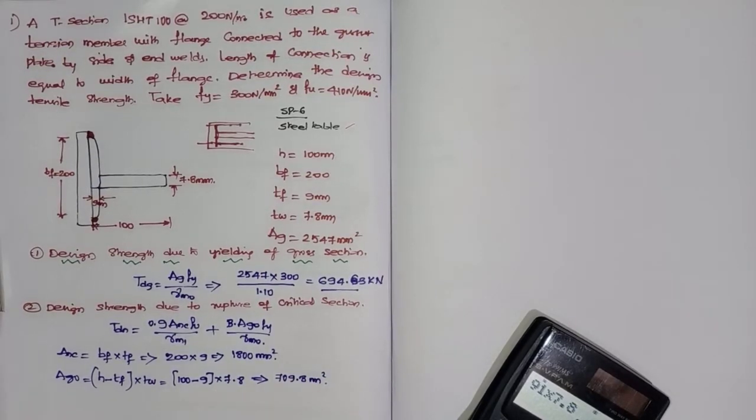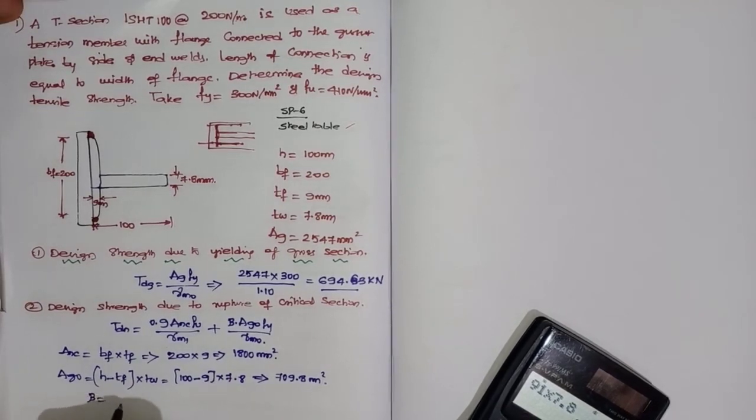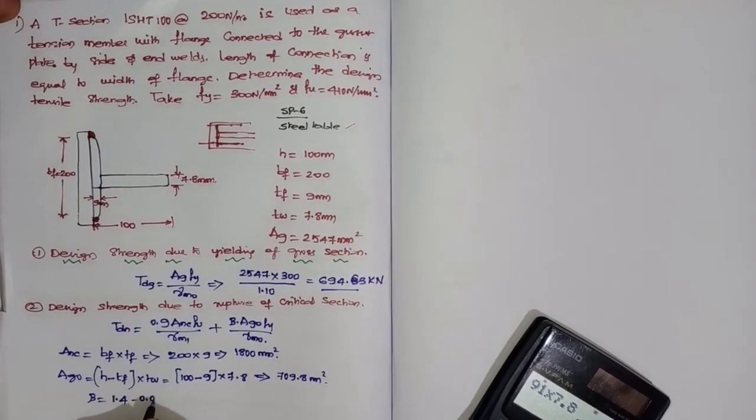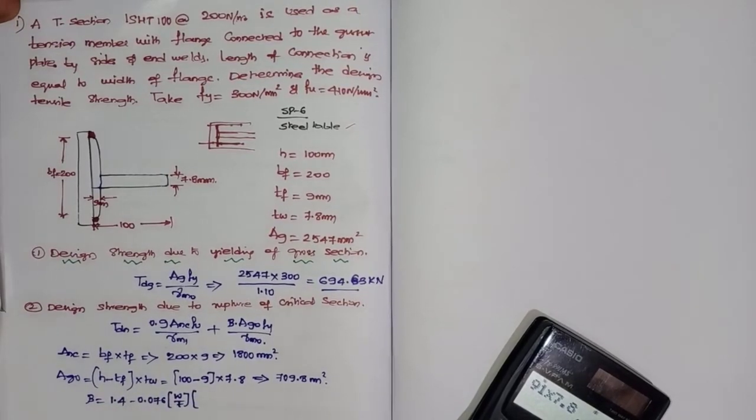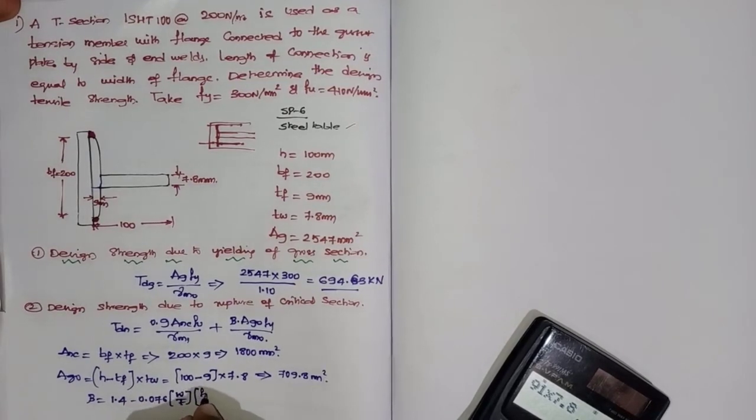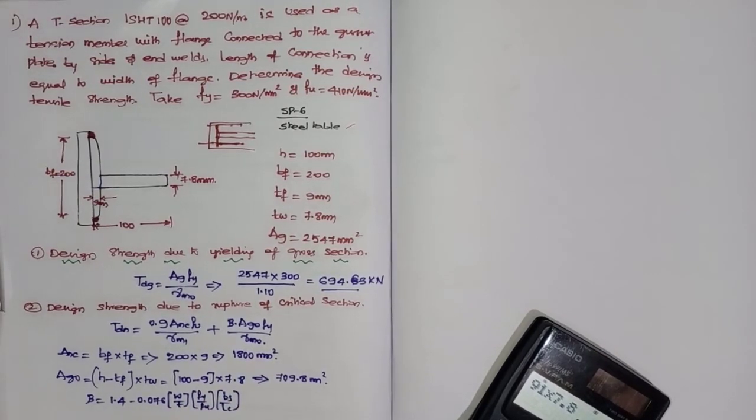Next, first we will write the beta formula. So beta equals what? 1.4 minus 0.076 into w by t into Fy by Fu into Bs by Lc. This is the formula.